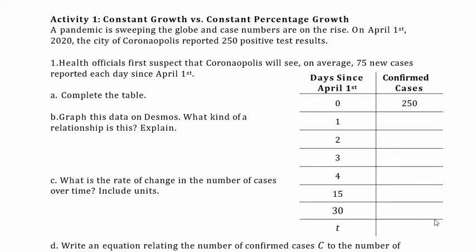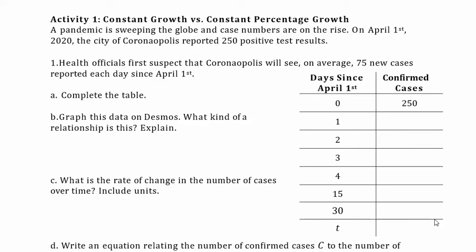A pandemic is sweeping the globe and case numbers are on the rise. On April 1st, 2020, the city of Coronapolis reported 250 positive test results. Question number 1. Health officials first suspect that Coronapolis will see, on average, 75 new cases reported each day since April 1st.